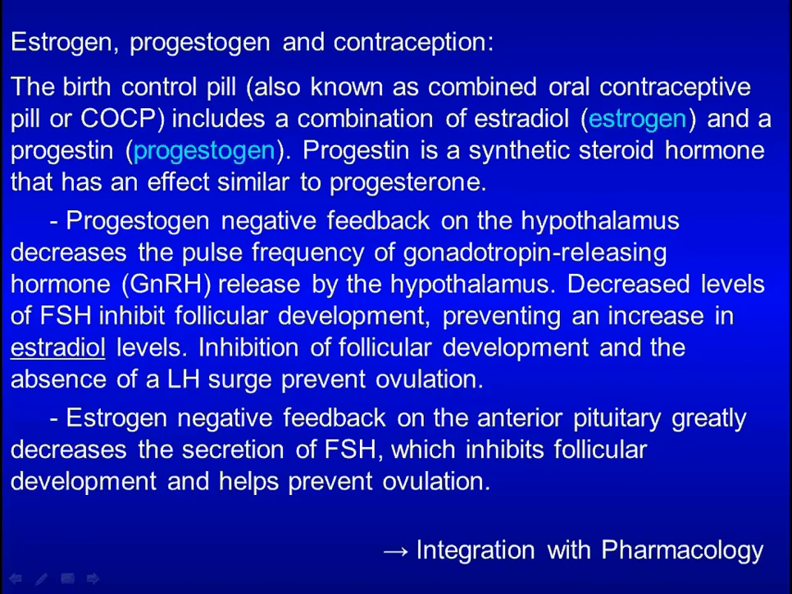Estradiol has negative feedback on the anterior pituitary gland to decrease secretion of follicle-stimulating hormone, which also disrupts the luteinizing hormone estrogen positive feedback loop and prevents ovulation.